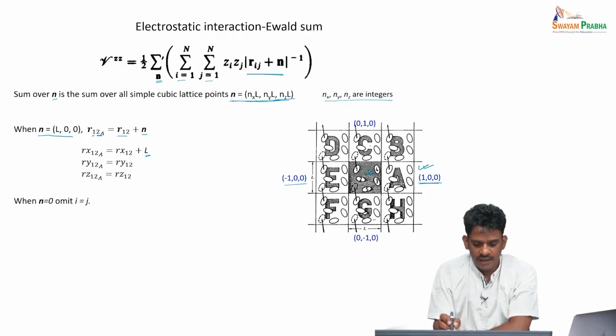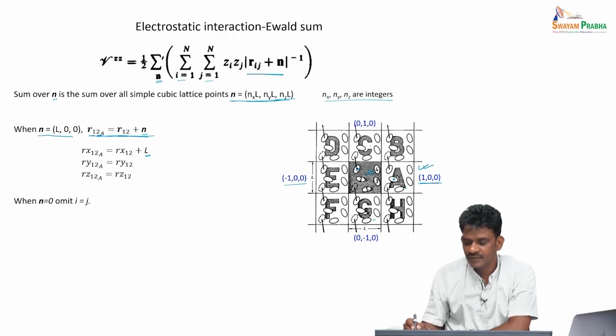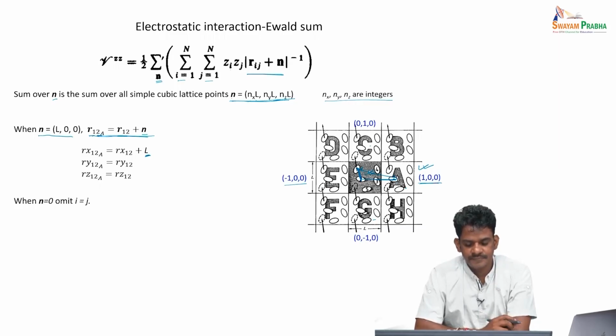So, when you operate with this particular mathematical relation, what this basically tells is the separation distance between ion 1 here and ion 2 here, which is a periodic image of 2 in A. So, this distance here is basically written as the distance R12 with a factor of L added to the x component, keeping the y and z components the same.